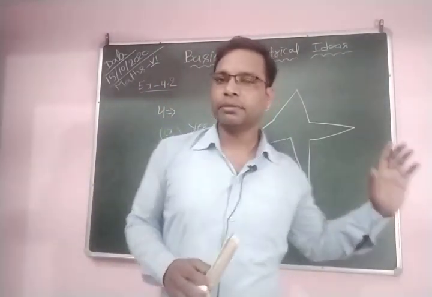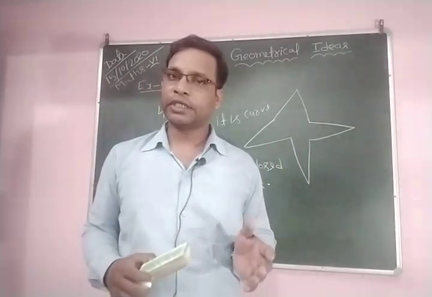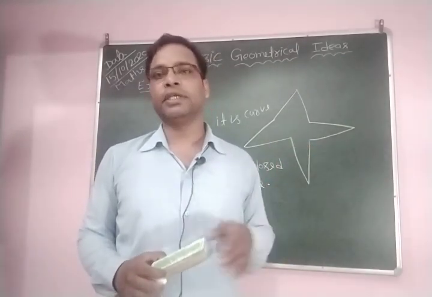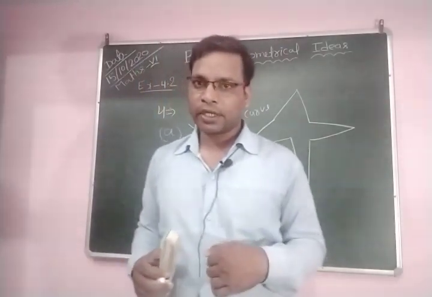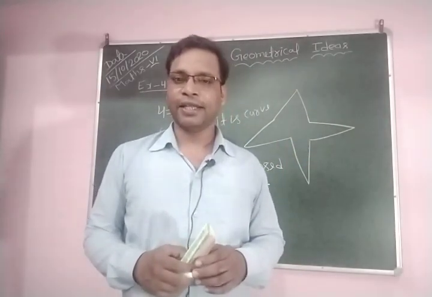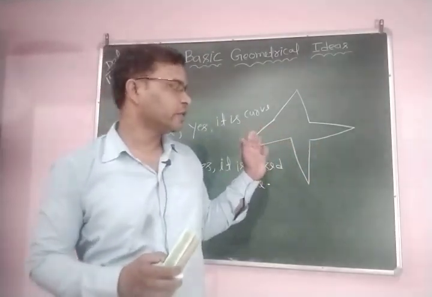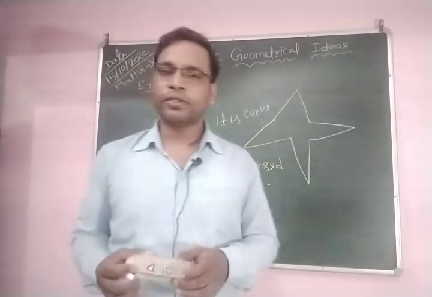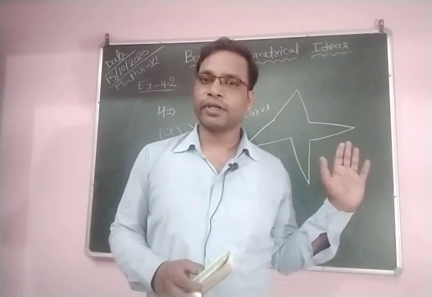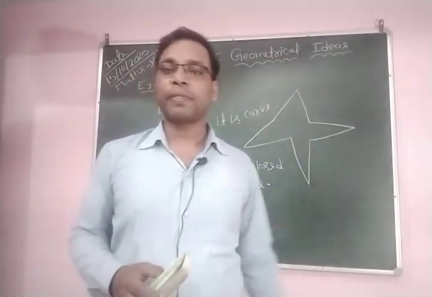So first observe the figures, and after this answer the questions. First question, is it a curve? Yes, it is a curve. It is a closed curve. Next question, is it a polygon? Yes, it is a polygon. How can we say this is a polygon? What is the definition of a polygon? A simple closed curve which is made by line segments. This is called a polygon. You can see this figure is a simple closed curve made by line segments, so this is a polygon.